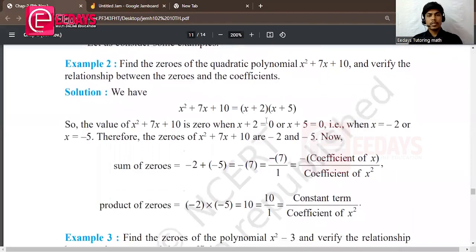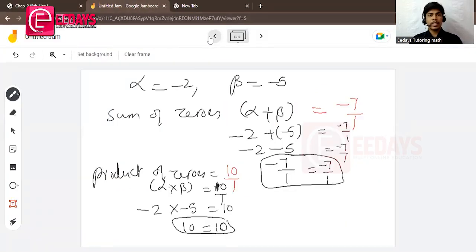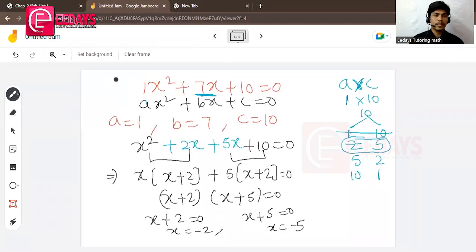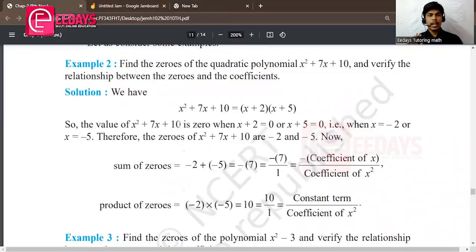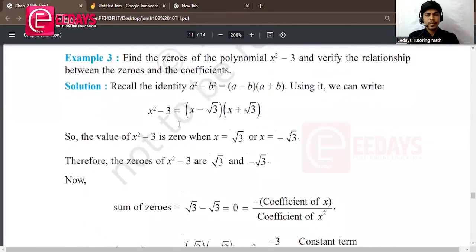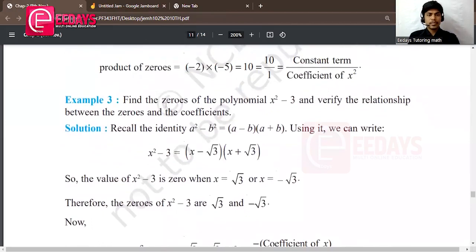x plus 2, x plus 5, we don't know how we got, so that's why I explain it by splitting the middle term. After that, I'll get x plus 2 into x plus 5, that is x is equal to minus 5 and x is equal to minus 2. All right. I think you will get some idea how to verify that. Because in the next exercise, you have a lot of sums based on the verification of zeros and coefficients.